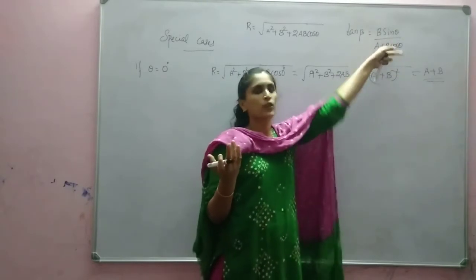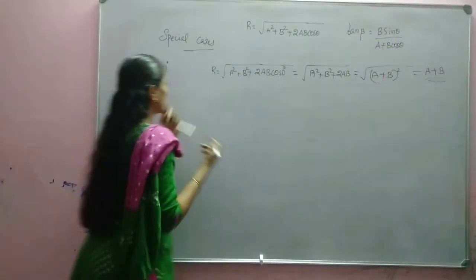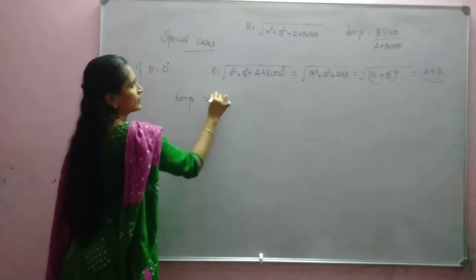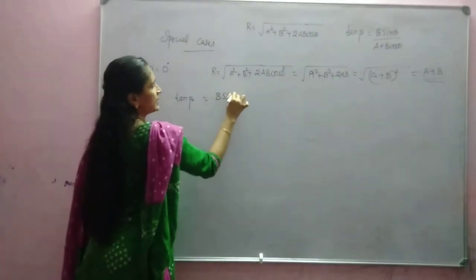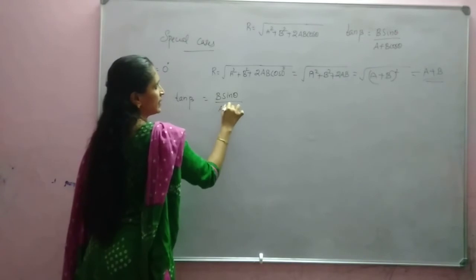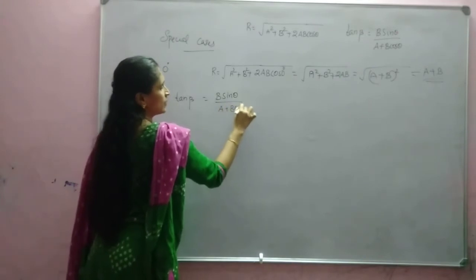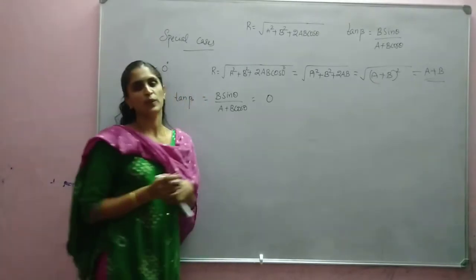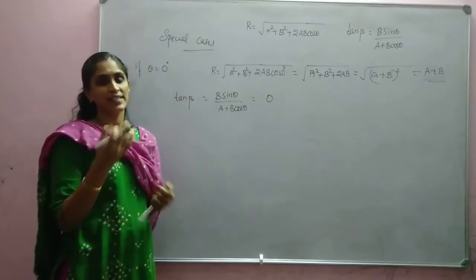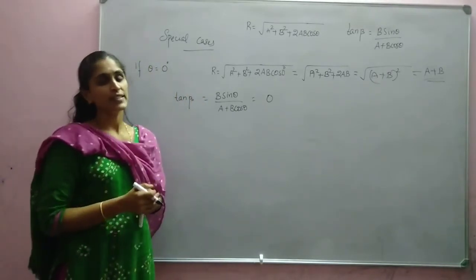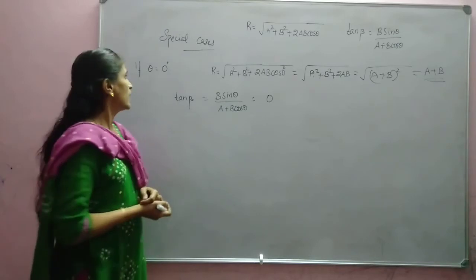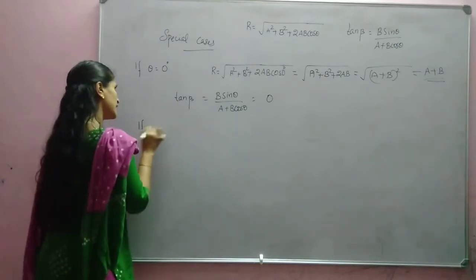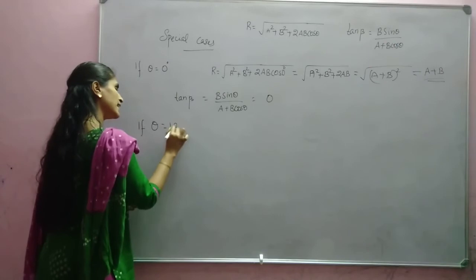Because theta is 0. If you substitute in this formula, tan beta is equal to B sin theta by A plus B cos theta. Theta is 0, so you will get tan beta is 0, which means the resultant also will be along the same direction.